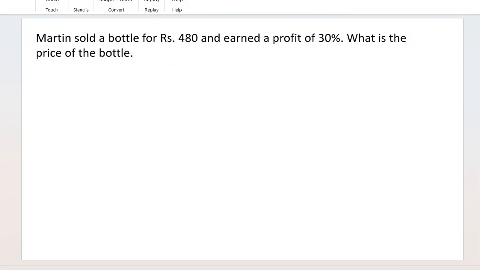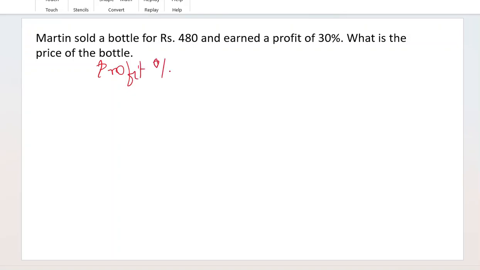Now I have another question. Martin sold a bottle for rupees 480 and earned a profit of 30%. What is the price of the bottle? To solve this problem, we need the following formula.